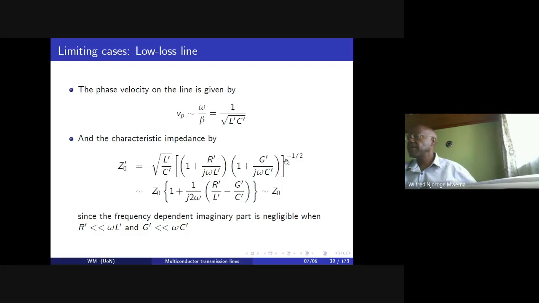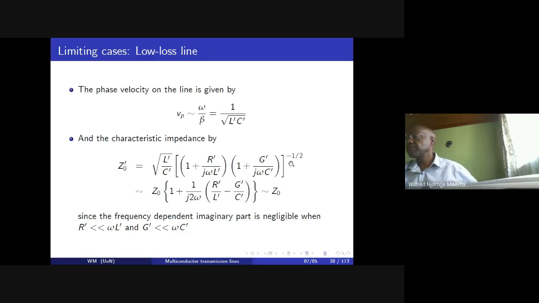Okay, I think this one has a problem. There is a problem here. It would be the square root of 1 plus R prime over j omega L prime multiplied by 1 plus G prime over j omega C prime raised to minus a half. That will be raised to plus a half. Okay, so when we do the same binomial expansion, we get a value of Z naught into 1 plus 1 over j 2 omega into R prime over L prime minus G prime over C prime.